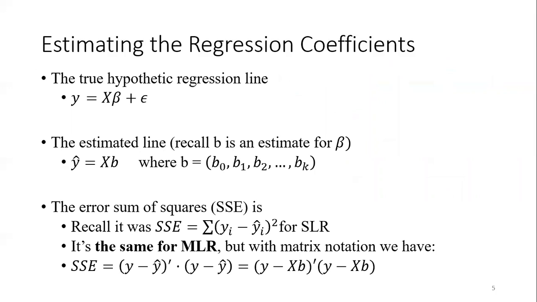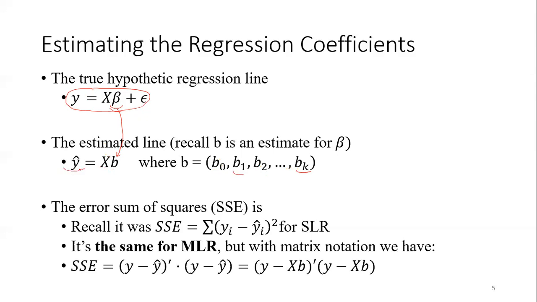Okay, so this is my true hypothetical regression line, right? Y is equal to x beta plus epsilon. But I don't know the exact values of beta, right? So what I do is I just find an estimate for them. Okay? So what are the estimates? Well, it's a k plus 1 vector, b0, b1, bk. Okay? So y hat is equal to x times b, right?